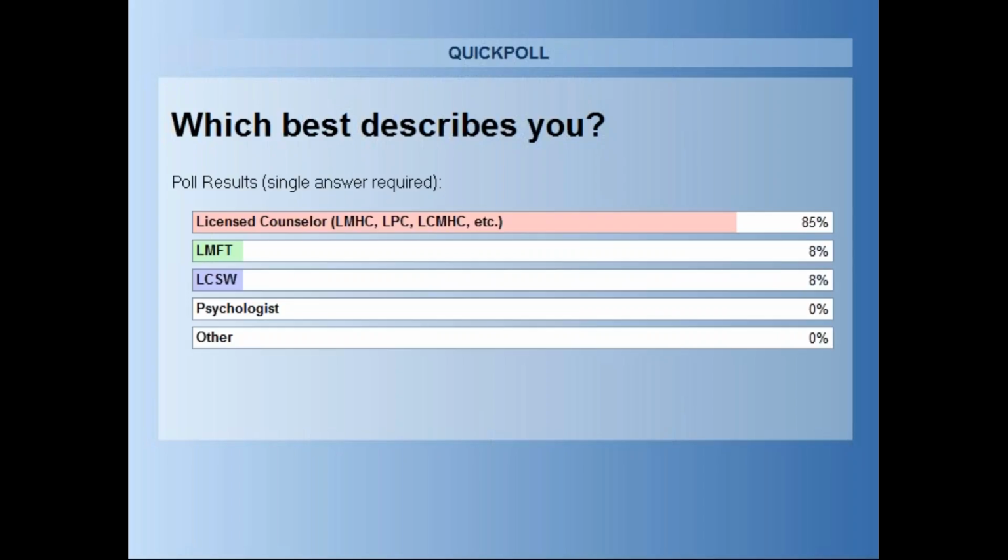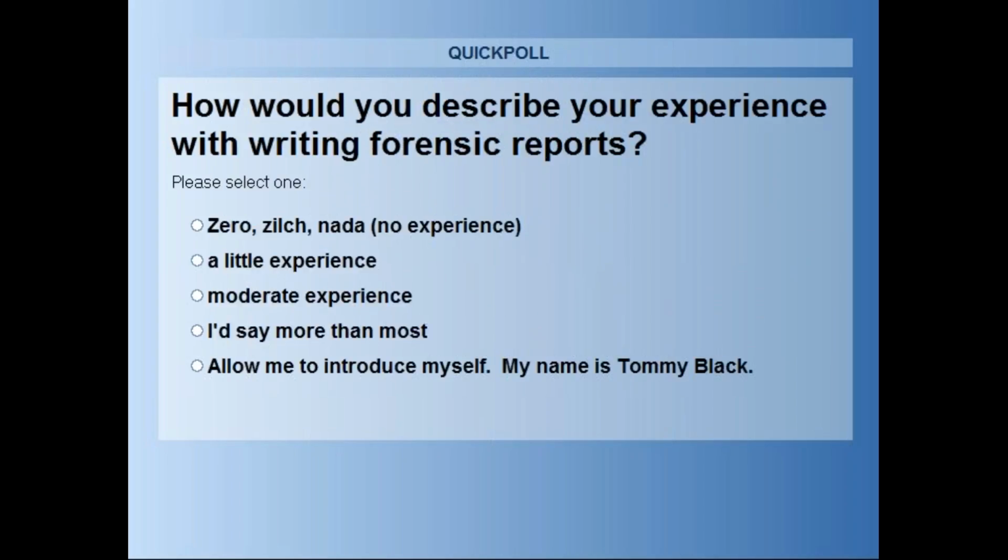Now I'm going to launch a second poll that gives me a sense of who's in the room today. How would you best describe your experience with writing forensic reports? First option is zero, zilch, nada: no experience at all with writing forensic reports. Second one is a little experience, or a moderate amount of experience. I'd say more than most. Or finally, allow me to introduce myself.